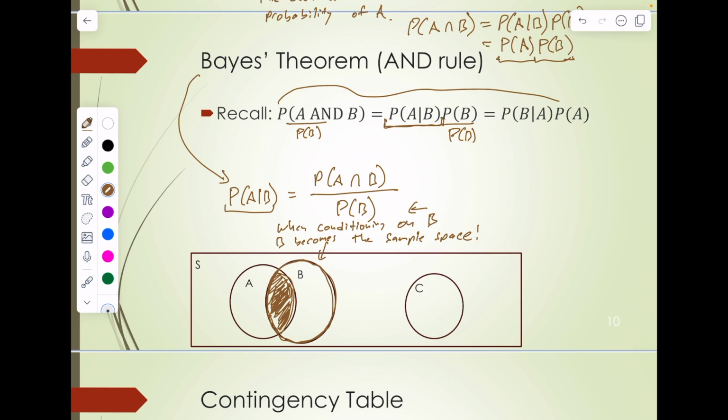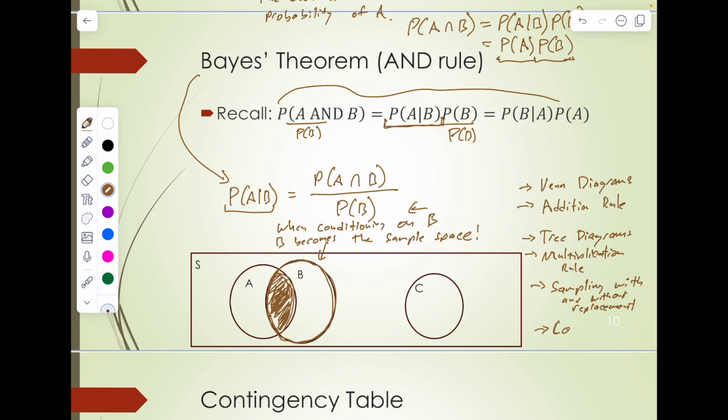All right, so let's do a little intermediate recap here. We talked about 3 basic rules. We learned about Venn diagrams and then used it to talk about the addition rule. Then we learned about tree diagrams, and they facilitated our learning about the multiplication rule. We also talked about sampling with and without replacement. And then we talked about conditional probability and Bayes' theorem, which helps us to understand conditional probability better. Okay, you don't have to write all that down. I just hope it clarifies what it is we have done.